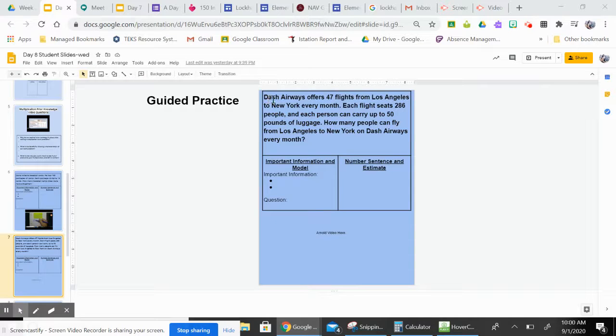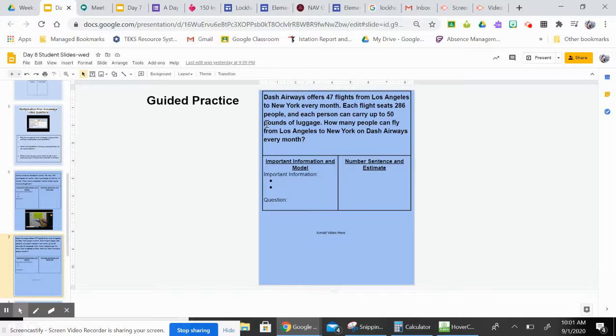This problem says, Dash Airways offers 47 flights from Los Angeles to New York every month. Each flight seats 286 people, and each person can carry up to 50 pounds of luggage. How many people can fly from Los Angeles to New York on Dash Airways every month? Let's find the important information in the problem first.